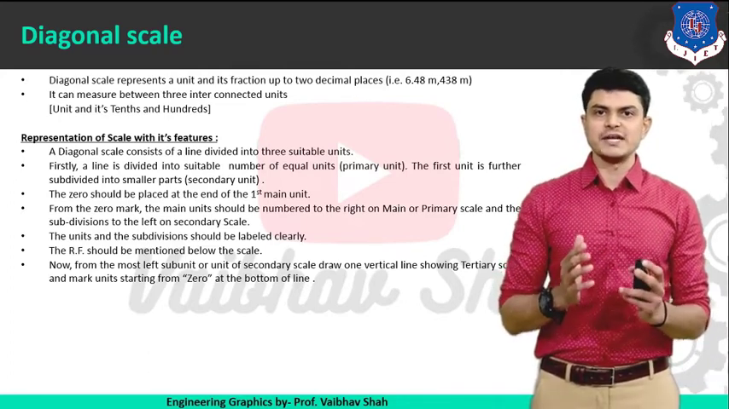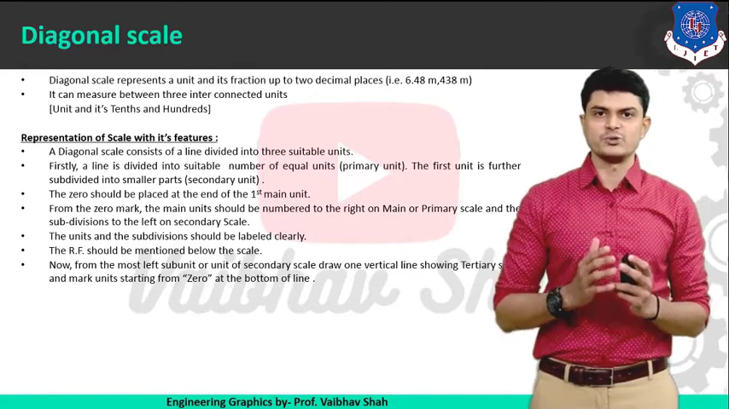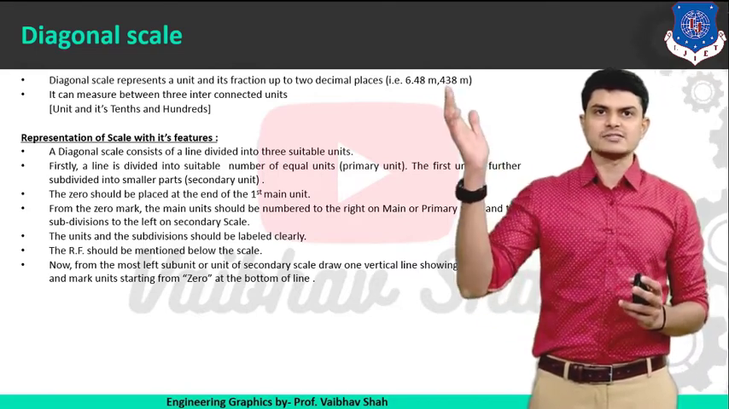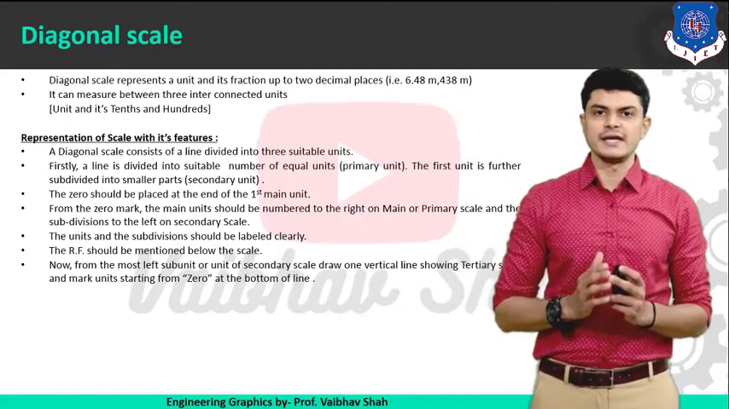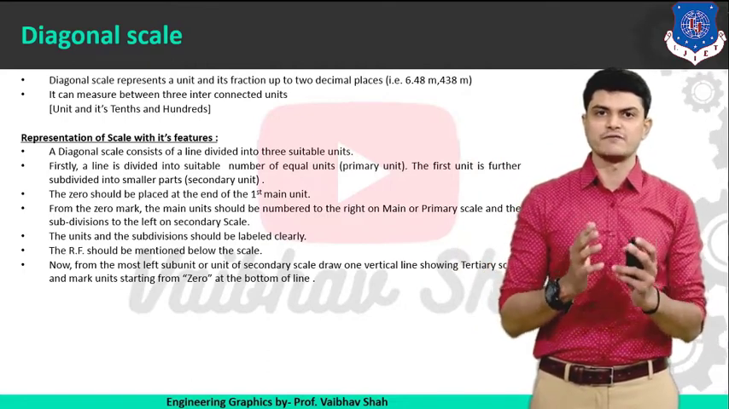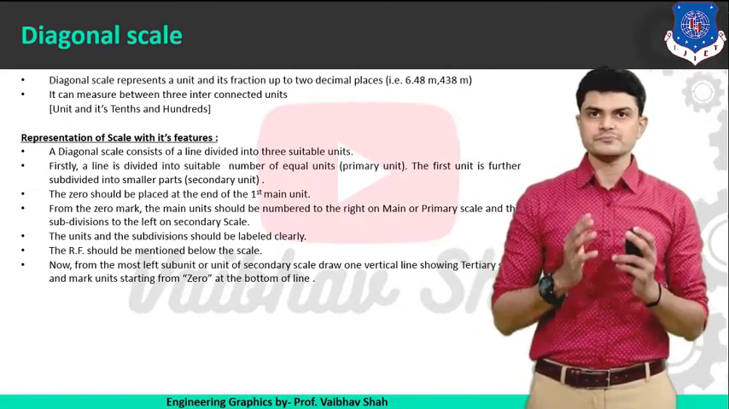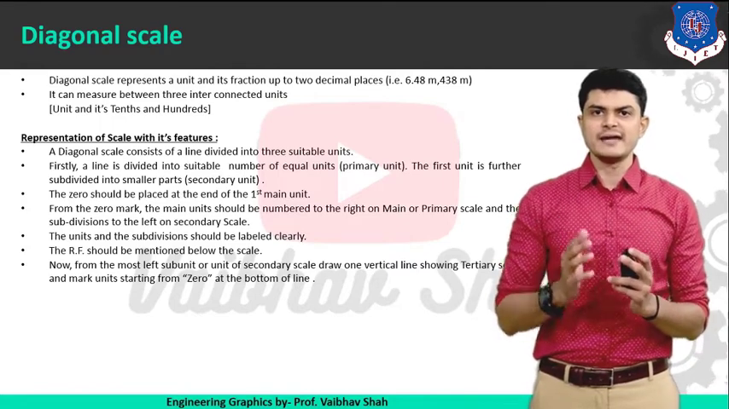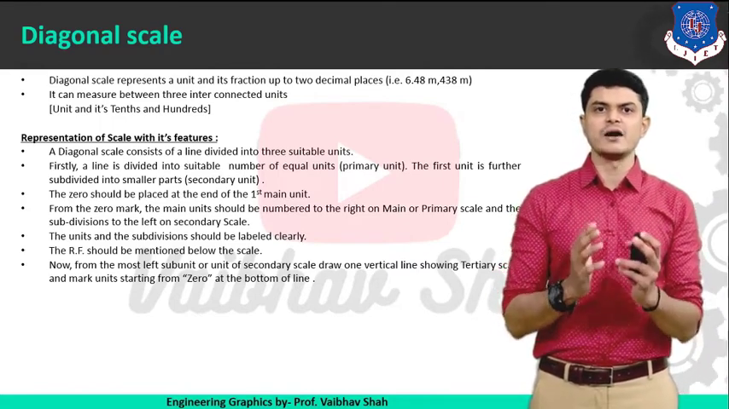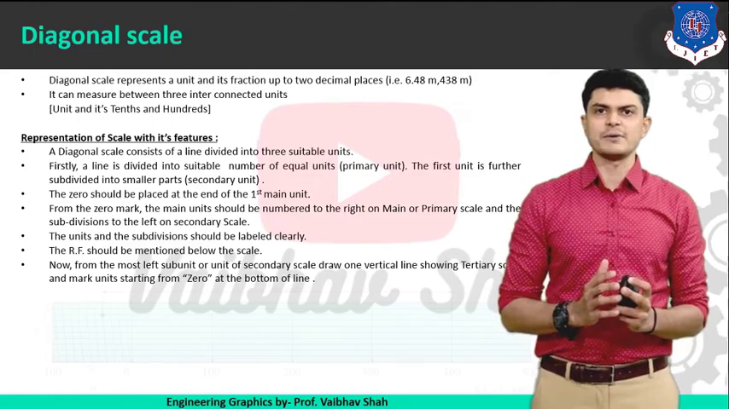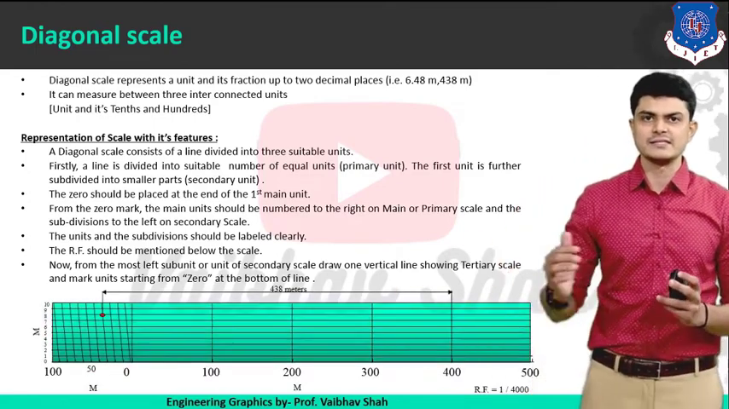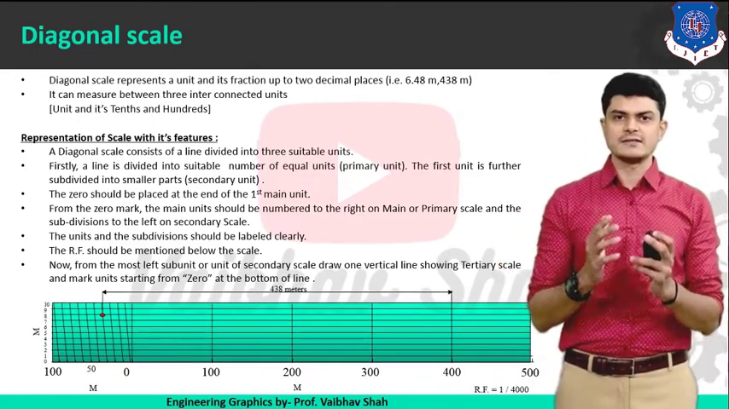Also, we can measure up to 3 interconnected units. As you can see, here I have stated a figure 438, in which you can deal with 3 different units. So now, you can measure a unit and its tens and even hundreds. So let us see one example of a diagonal scale like this. How do we represent this diagonal scale?